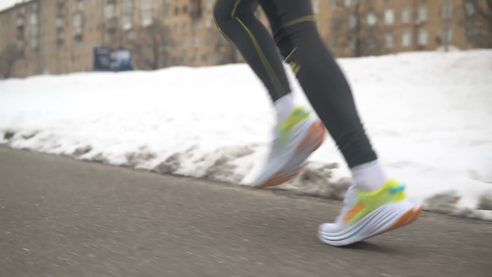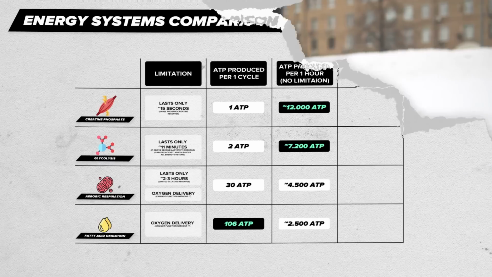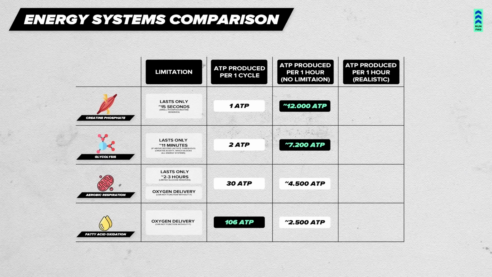But what about some realistic scenarios? What about how many ATPs can we realistically produce in an hour? Creatine phosphate system can produce 350 ATP in an hour. Glycolysis can produce 1,200 ATP in an hour. Aerobic respiration can produce 4,500 ATP in an hour. Fatty acid oxidation can produce 2,500 ATP in an hour.